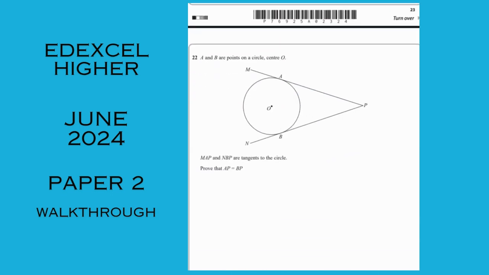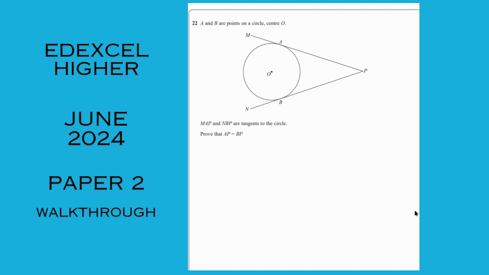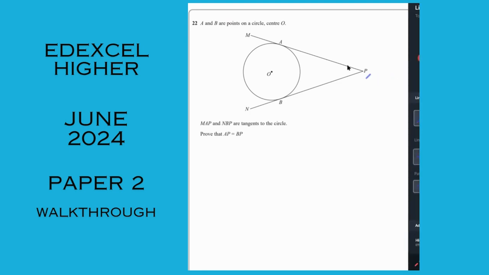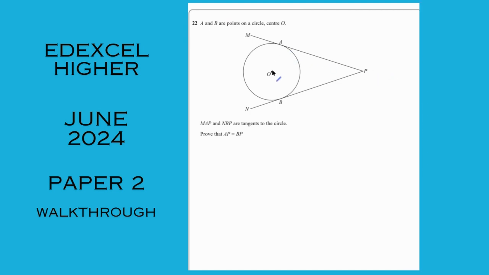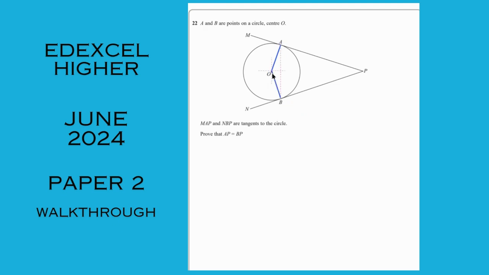And finally, for number 22, I'll get the ruler on. I'm not going to write all the waffle out. That's your job. Let's do each bit in turn. Let's get a line on. So that line there, that line there is the radius. That line there is the radius.